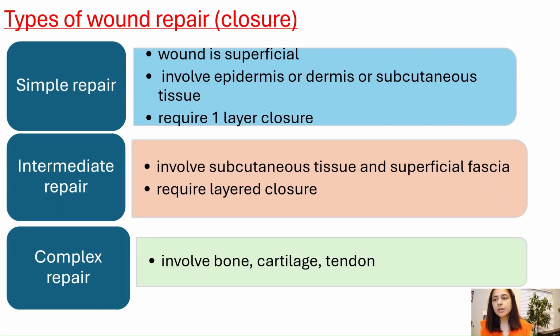Types of wound repair, or types of wound closure. There are 3 types of wound repair: simple repair, intermediate repair, and complex repair. In simple repair, the wound is superficial. It involves epidermis or dermis or subcutaneous tissue, and it requires one layer closure. Intermediate repair involves subcutaneous tissue and superficial fascia. It requires layered closure. And complex repair involves bone, cartilage, and tendons.